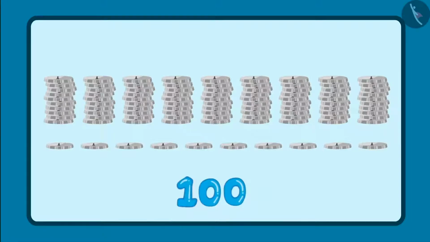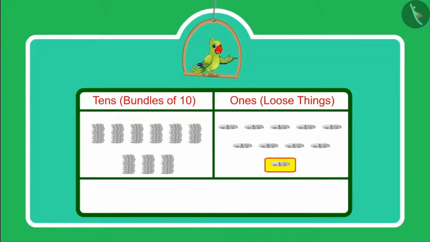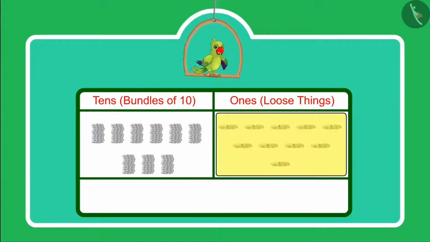Come on, let us see how. There are 9 ones and 9 tens. And if there is one more 1 in it, then it will become 10 coins, which means 10 ones.